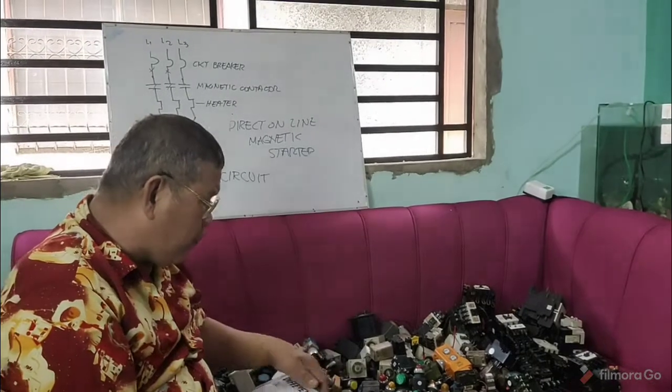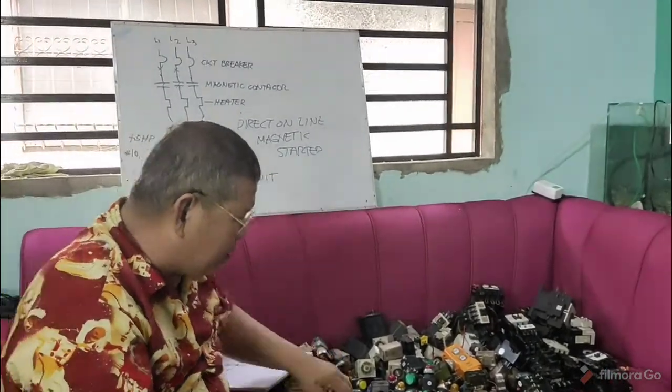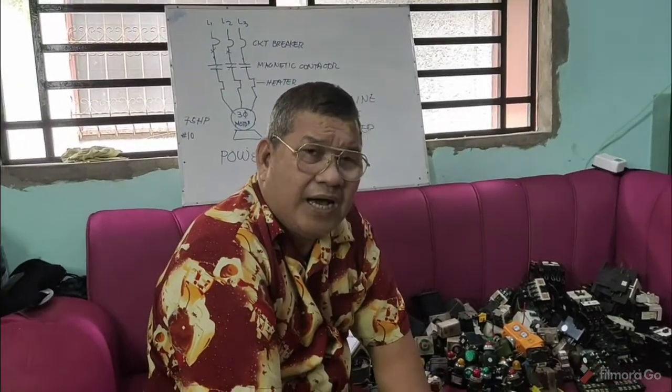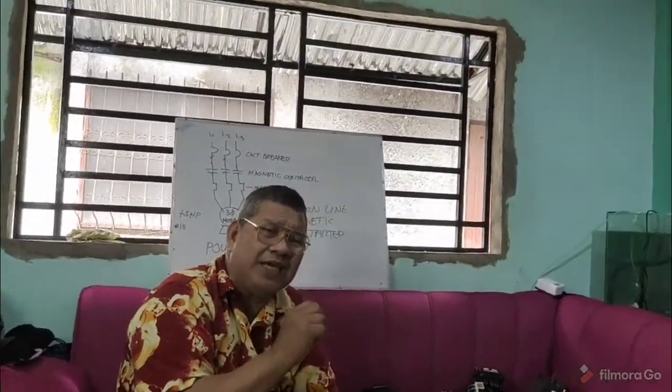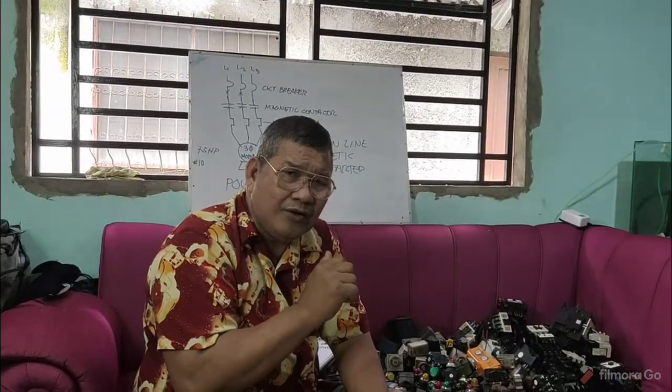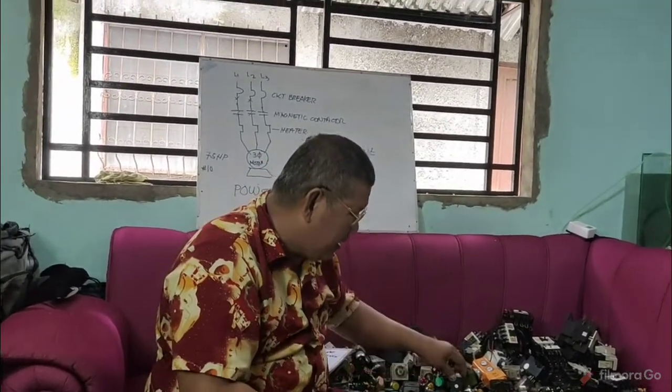And then we have also another one. I will introduce this. In every control circuit, there are indicating lamps. So why is it that there are indicating lamps? This is to indicate what particular part of the circuit is working, or energized.